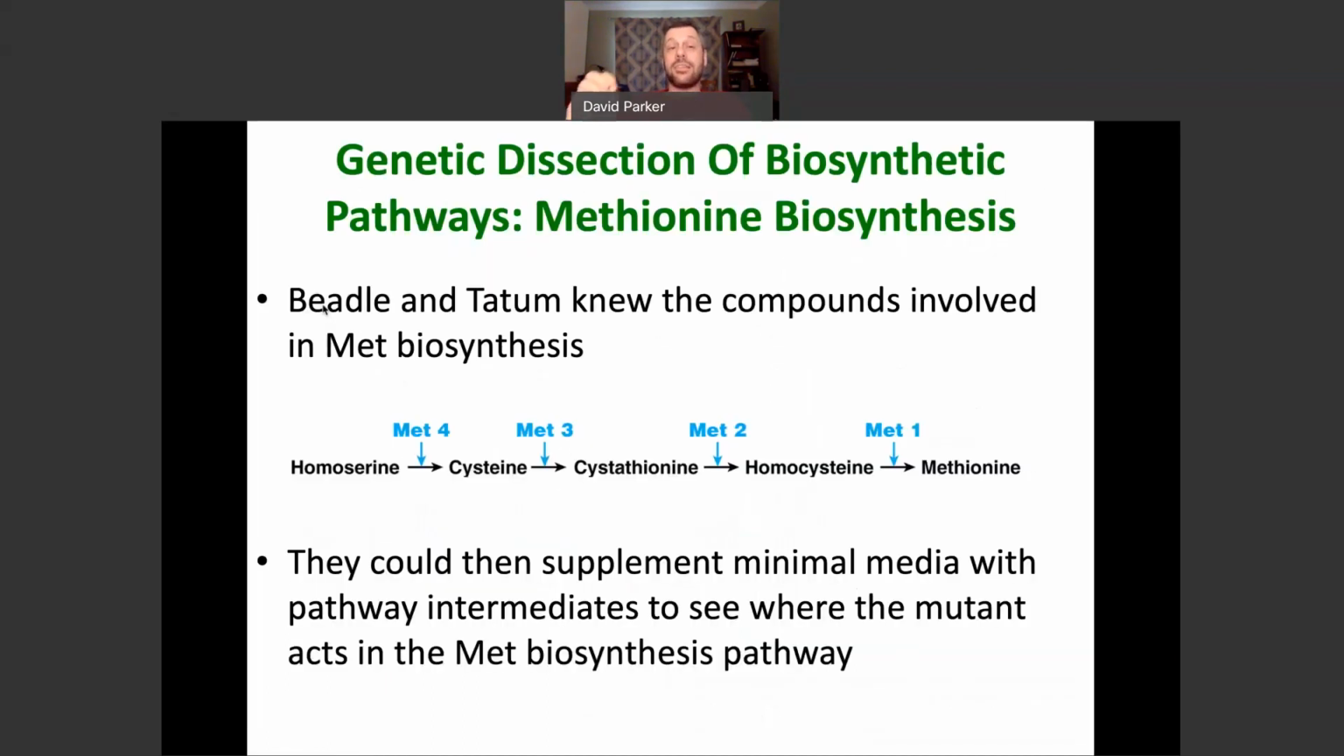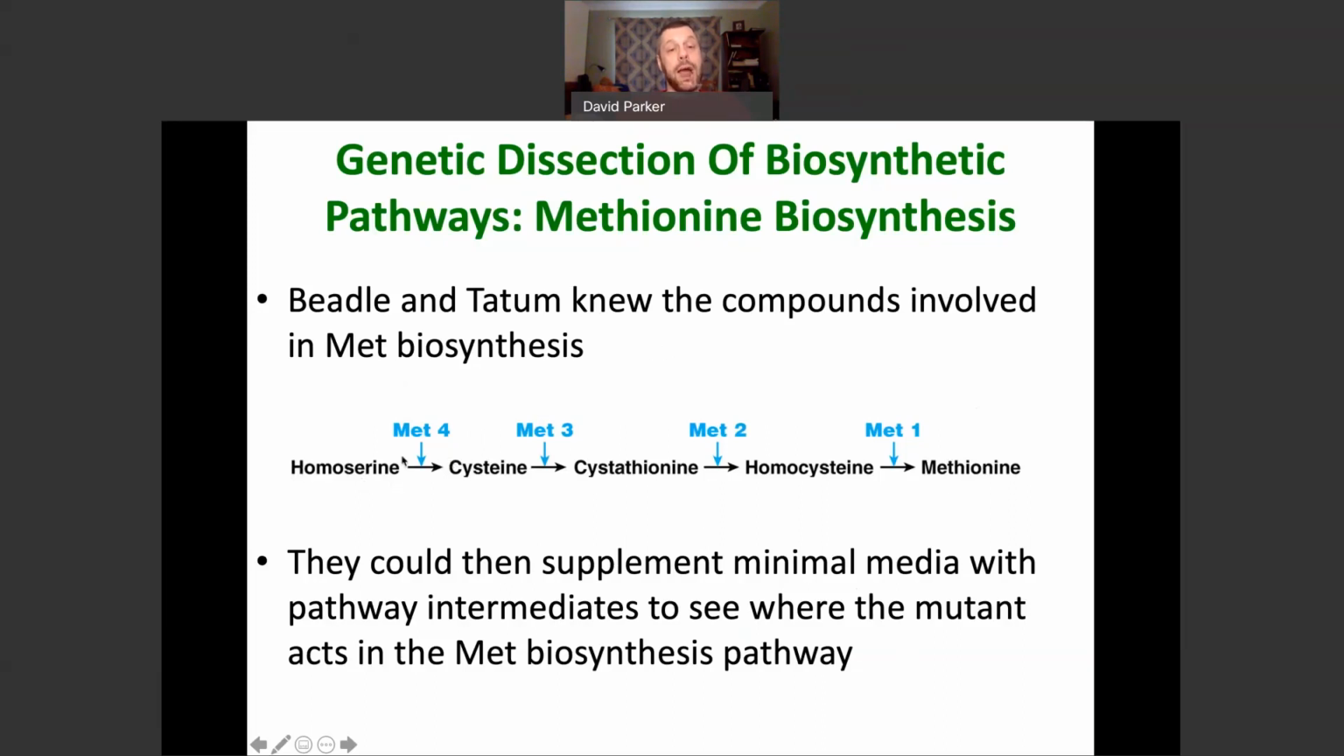Great. The next question they had was, why can't it make methionine? And this is where we look at the real genetic dissection of this pathway. So this pathway that you're looking at is an actual biosynthetic pathway, similar to the one I showed earlier, which just said A to B to C to D. In this case, we're showing you real chemicals, real intermediates. So methionine over here is what we need to make to live. That's an amino acid. In order to make it, we start with a chemical called homoserine.